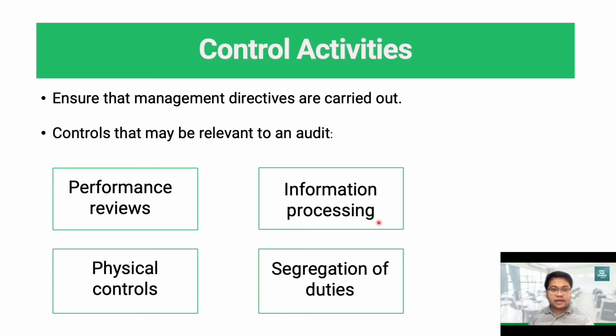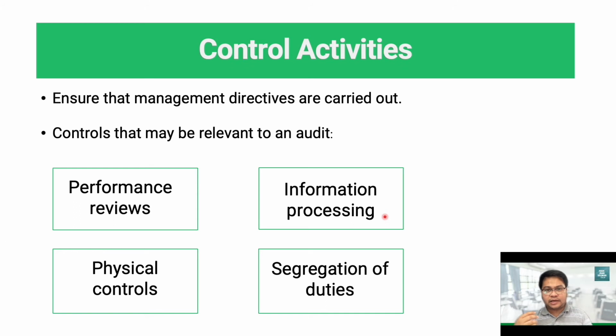So another is information processing. So information processing involves controls performed by our client to check the accuracy, the completeness, and authorization of transactions. So this will be the bulk of our validation when we perform test of controls. So whether the client has properly processed the information in their system or in their processes.